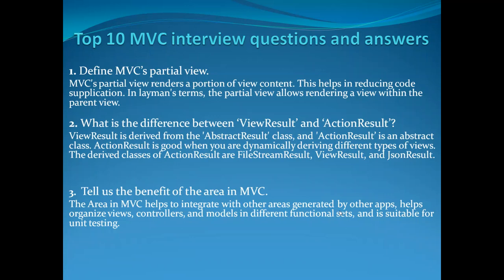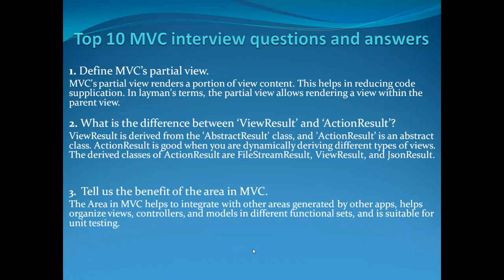Next question: what is the difference between ViewResult and ActionResult? ViewResult is derived from the abstract ActionResult class, and ActionResult is an abstract class. ActionResult is good when you are dynamically returning different types of views. The derived classes of ActionResult are FileStreamResult, ViewResult and JsonResult.